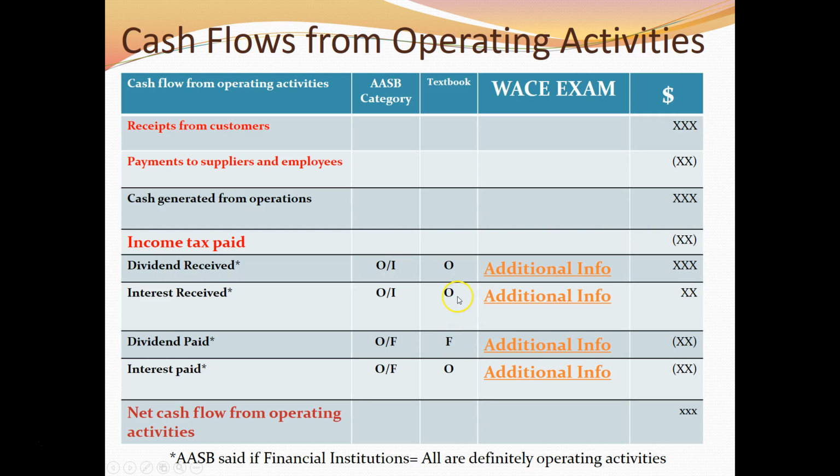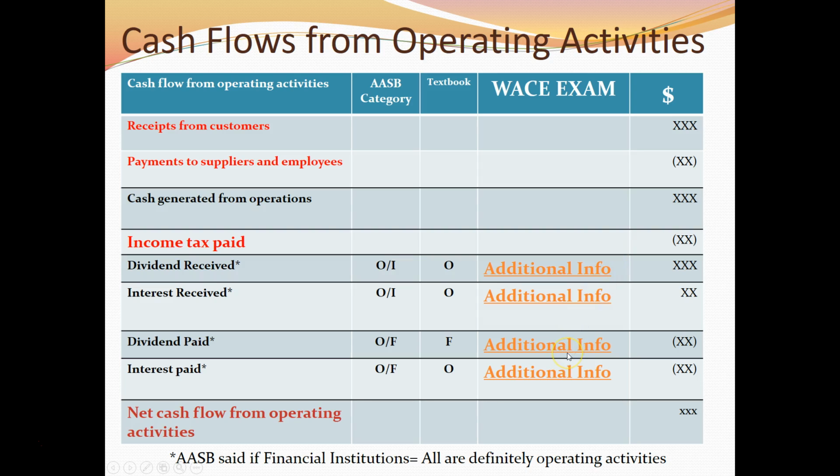How to do it in the exam, because there are so many variations? In the exam, always check the additional information. They will always tell you where they go: either operating, investing, or financing. They always have to tell you, so it's under additional information. For example, if they tell you dividend received and interest received are considered investing activities, it will not end up under cash flow from operating activities. It will go to cash flows from investing activities.